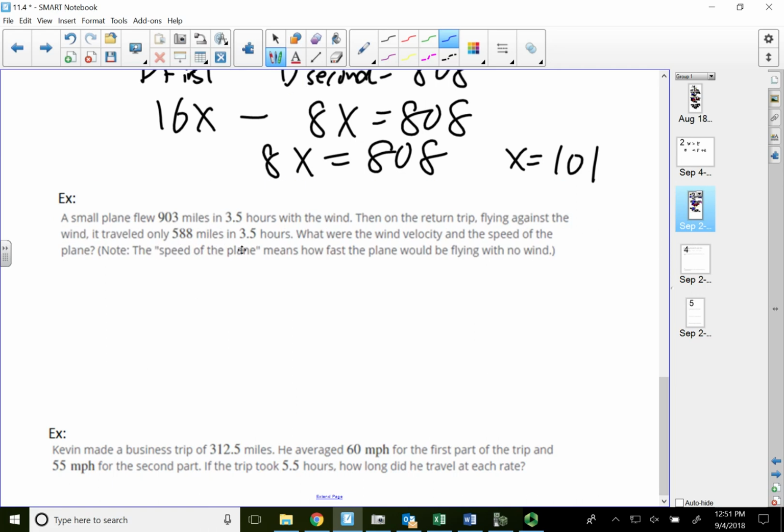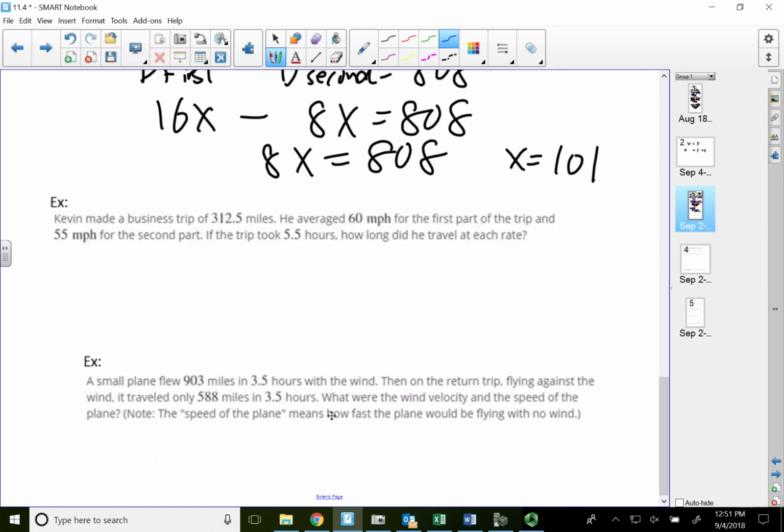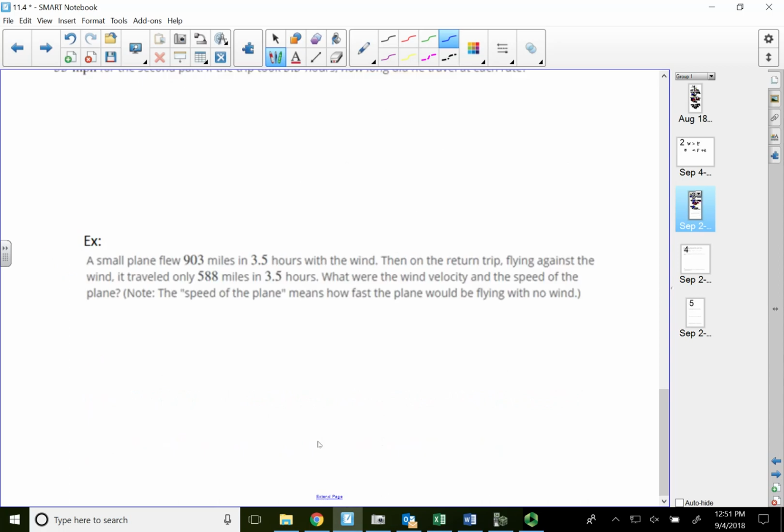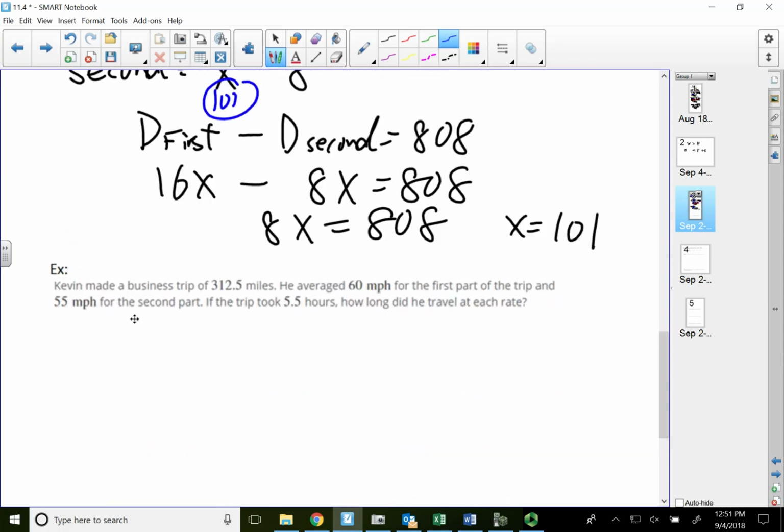I am going to flip-flop these two problems real quick. I'm going to go over this one first. Kevin made a business trip of 312.5 miles. He averaged 60 miles per hour for the first part of the trip and 55 miles per hour for the second part of the trip. So this is the scenario where there are different speeds at different parts of a trip.